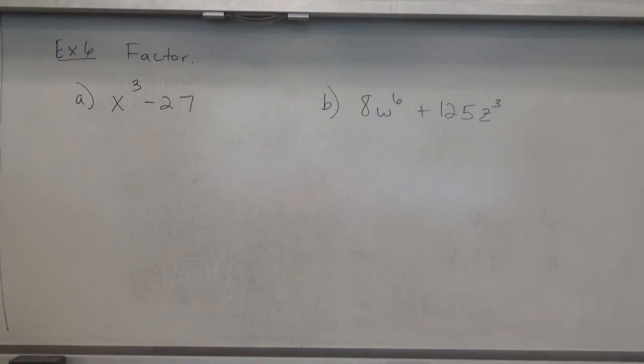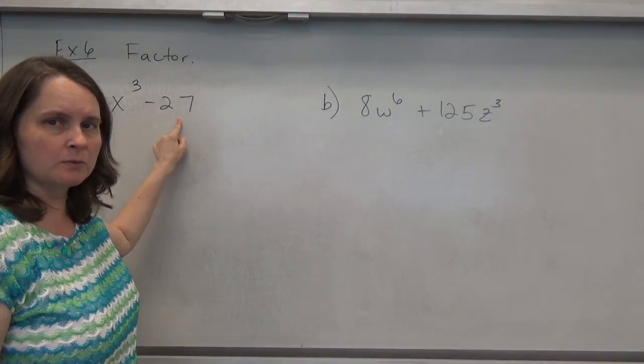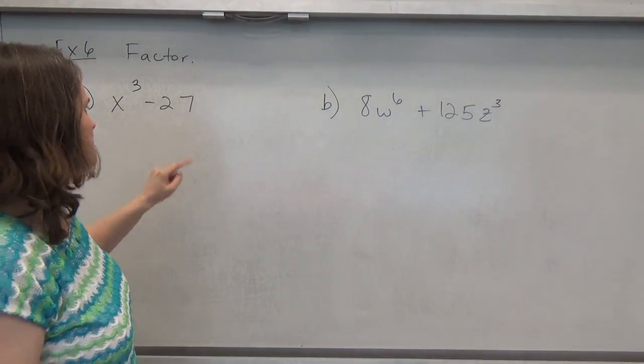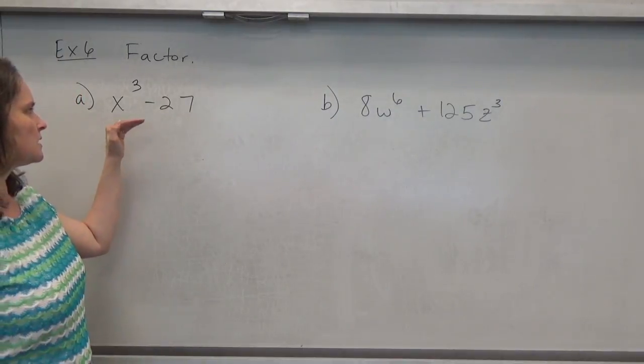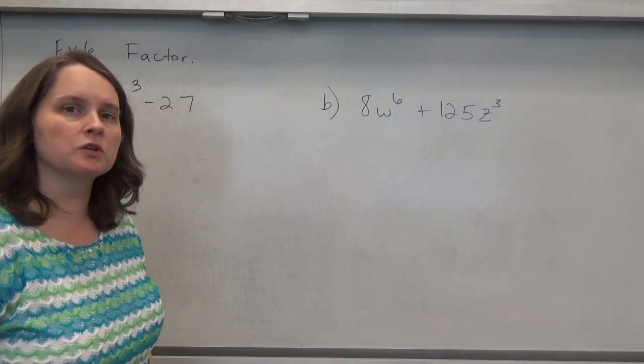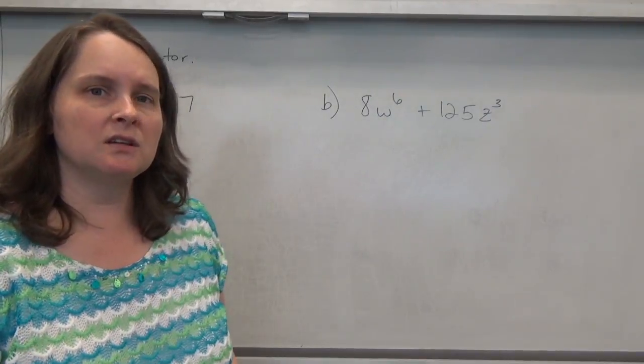Okay, so in example 6, we're asked to, it just says factor the polynomial. They don't really tell us what method to use here. In part A, notice that you've got an x cubed, and 27, hopefully you recognize from that list that I gave you earlier, is a perfect cube. 27 is 3 times 3 times 3. So if you recognize these as perfect cubes, then that is your indication that you need to use the difference of cubes formula.